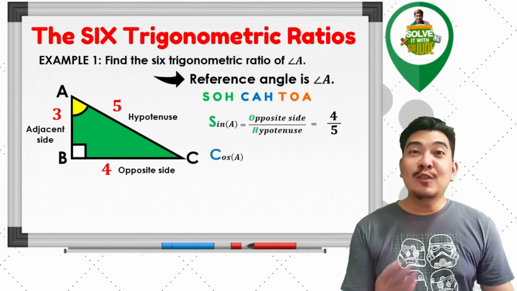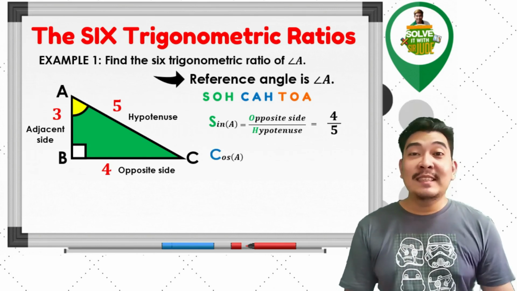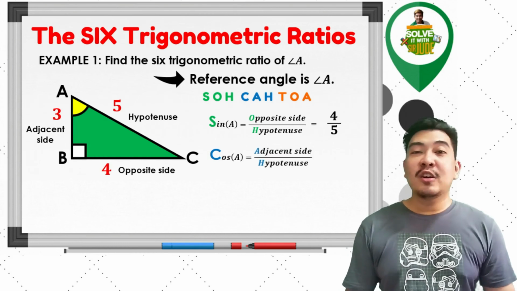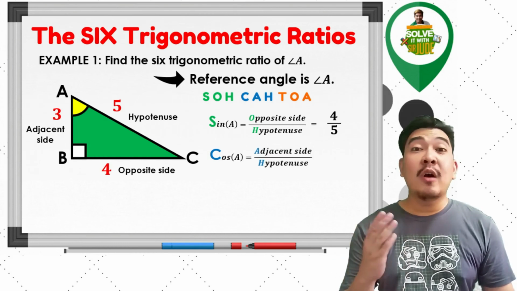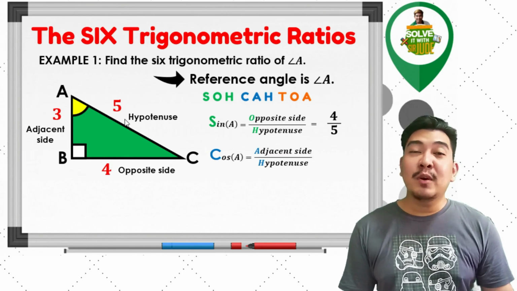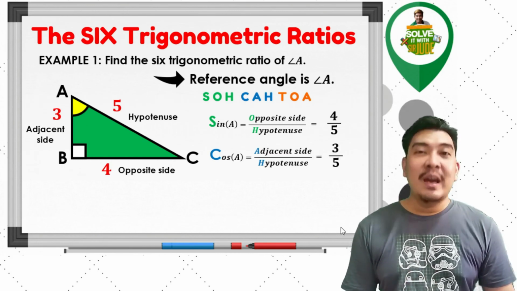Again, we need to change the theta there, which is A in our example. So remember that cosine A, or cosine, has its ratio adjacent side over the hypotenuse. So taking this right triangle, the adjacent side is 3 and the hypotenuse is 5. So therefore, the ratio will be 3 over 5.